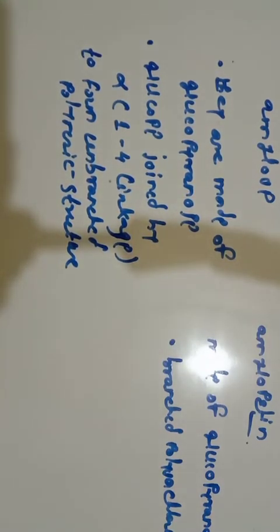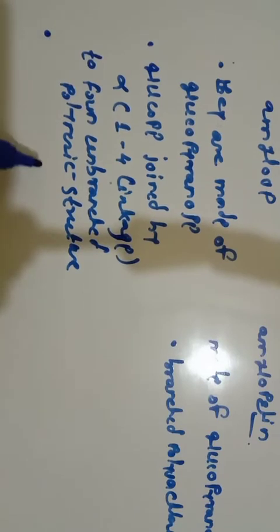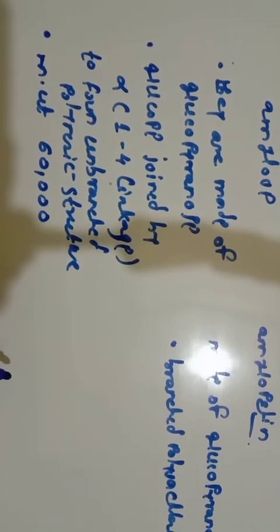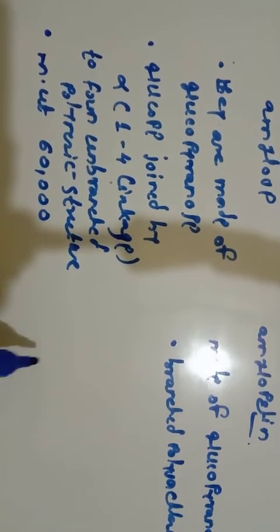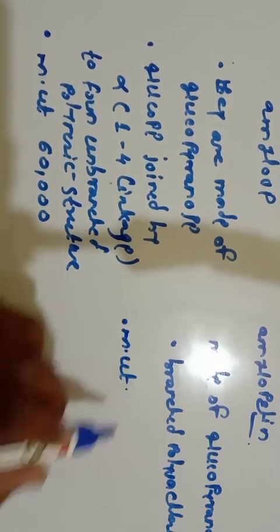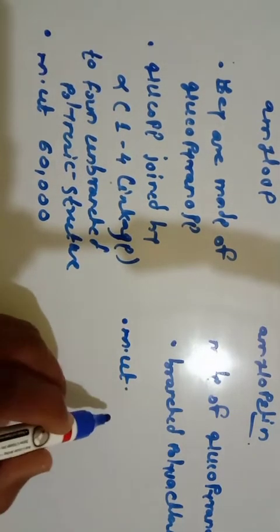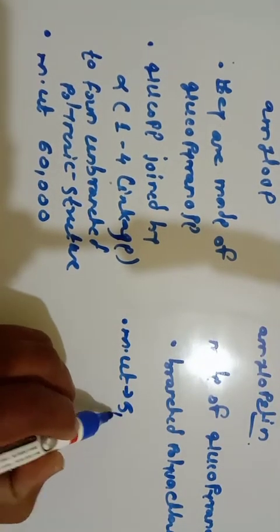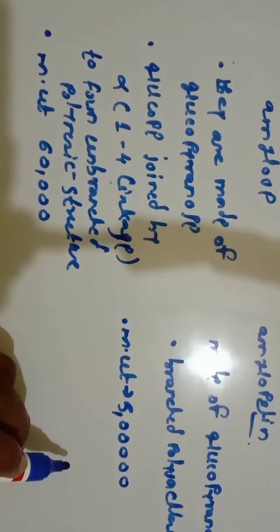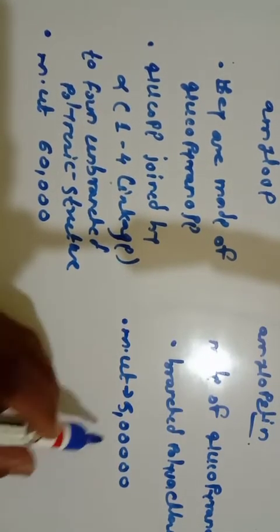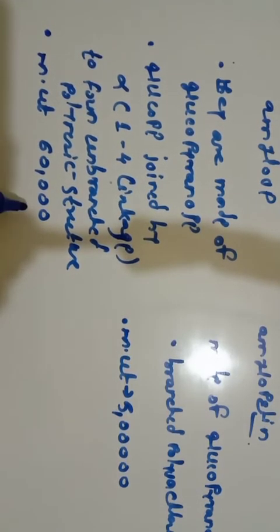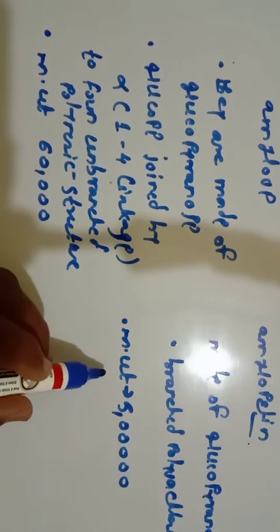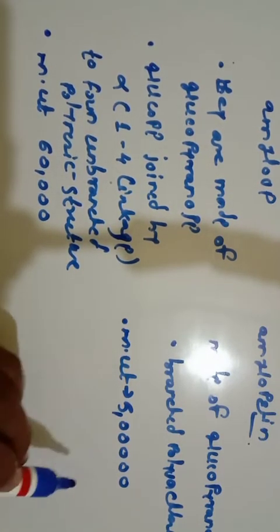And the next point, if you see the molecular weight of this amylose, it is up to 60,000. And if you see the molecular weight of this amylopectin, it is up to 5 lakhs. Okay, so this is the difference. This is a branched polysaccharide, this is a linear polysaccharide. Its molecular weight is 60,000 and its molecular weight is up to 5 lakhs.